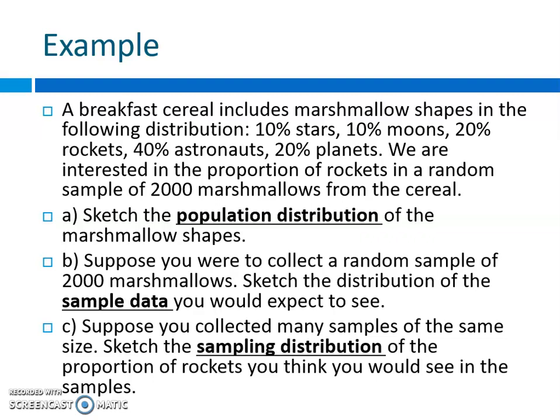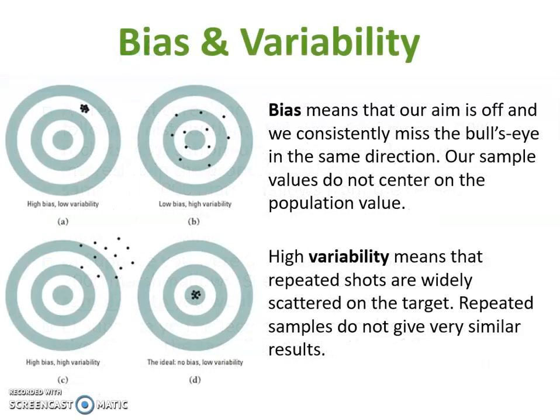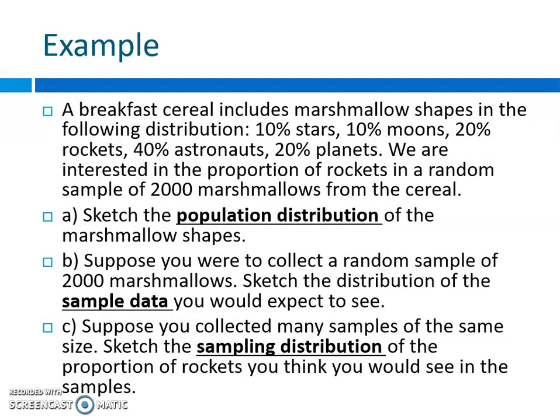A breakfast cereal includes marshmallow shapes in the following distribution. 10% are stars, 10% are moons, 20% are rockets, 40% are astronauts, and 20% are planets. We are interested in the proportion of rockets in a random sample of 2,000 marshmallows from the cereal. What we're going to do is sketch the population distribution of the marshmallow shape.